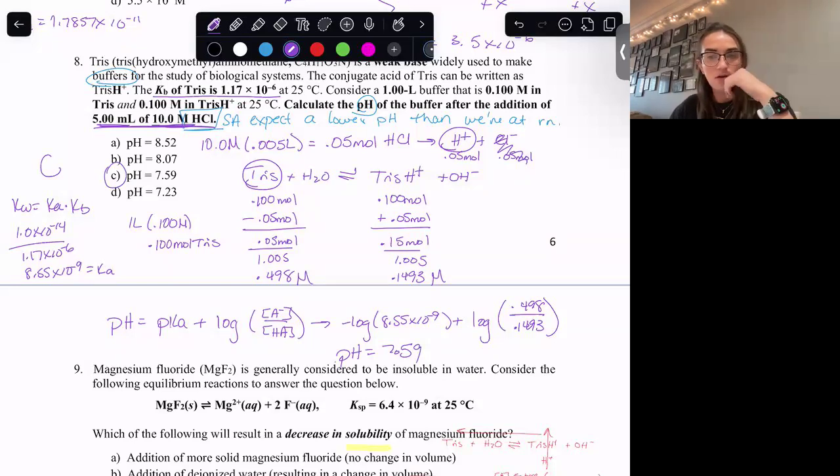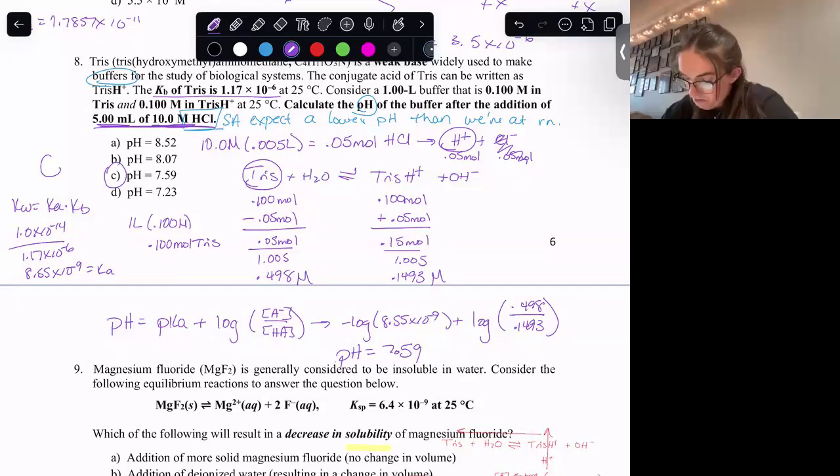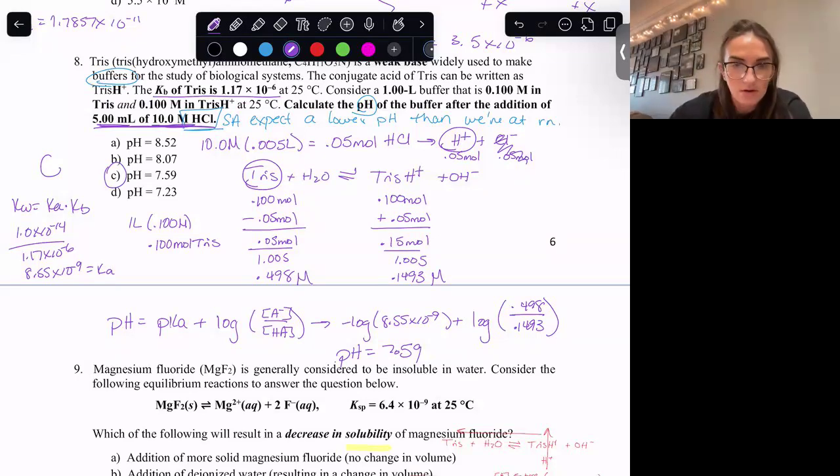Okay. Does that help for the people that needed question 8? Yep, absolutely. Sorry, go ahead. I had a question about the molarity of tris. So my 0.05 moles divided by 1.005, I'm getting 0.049. That's probably right. I probably just copied wrong.